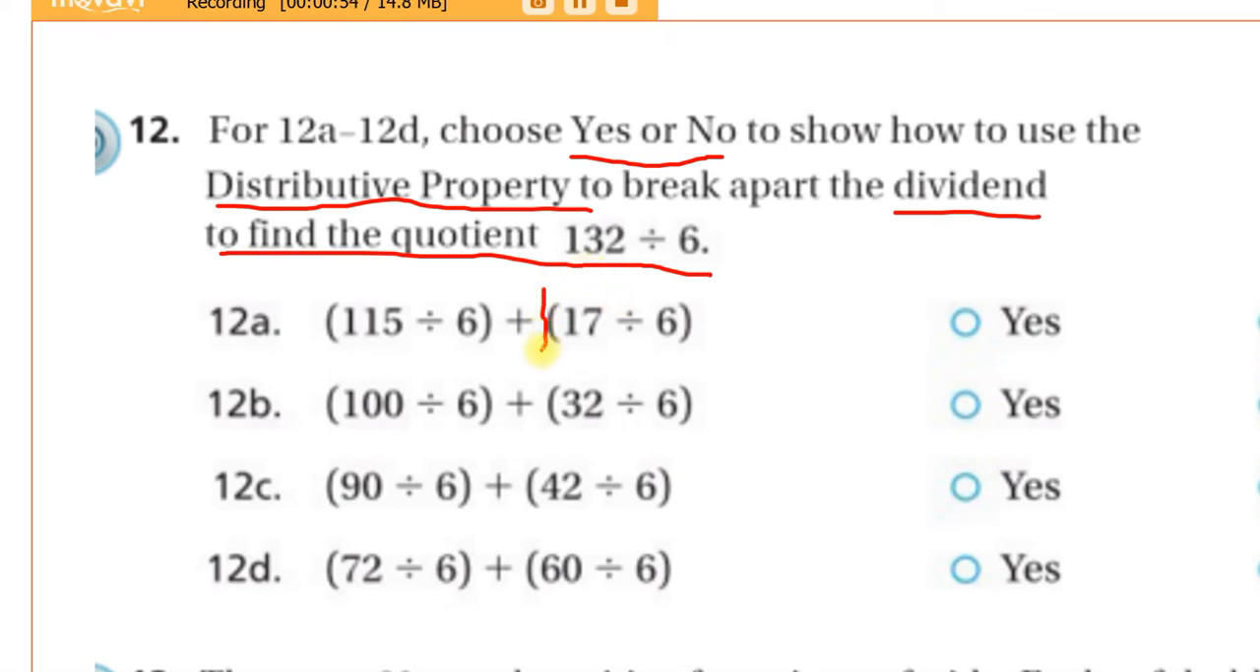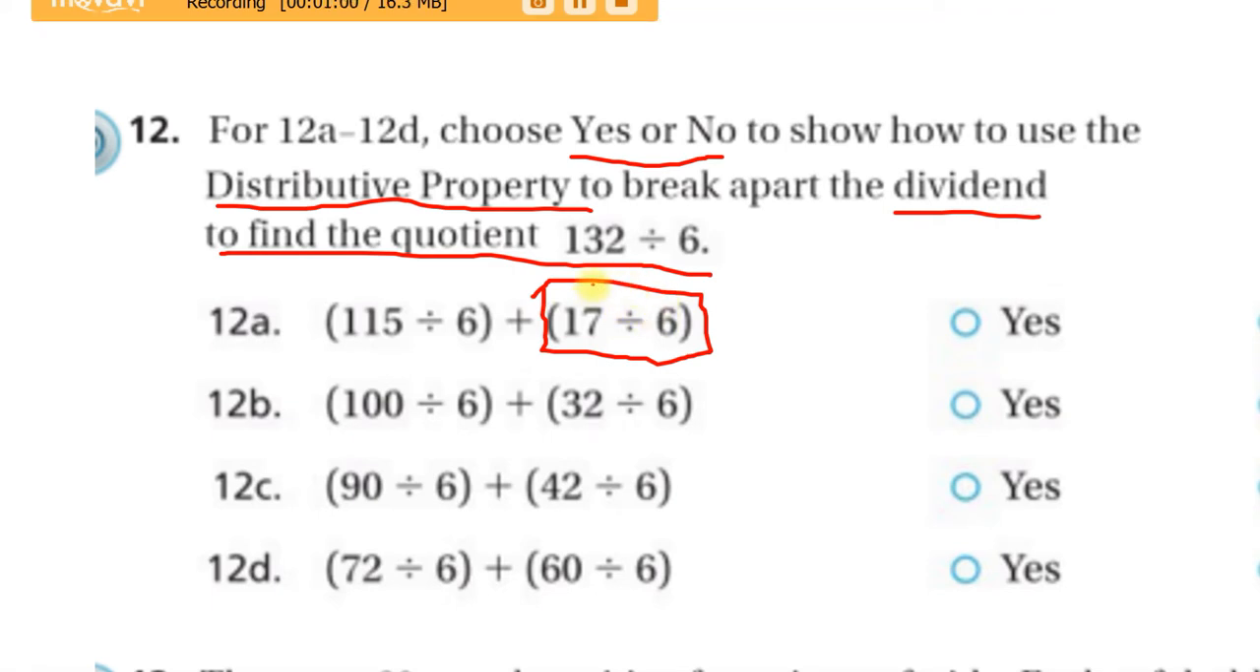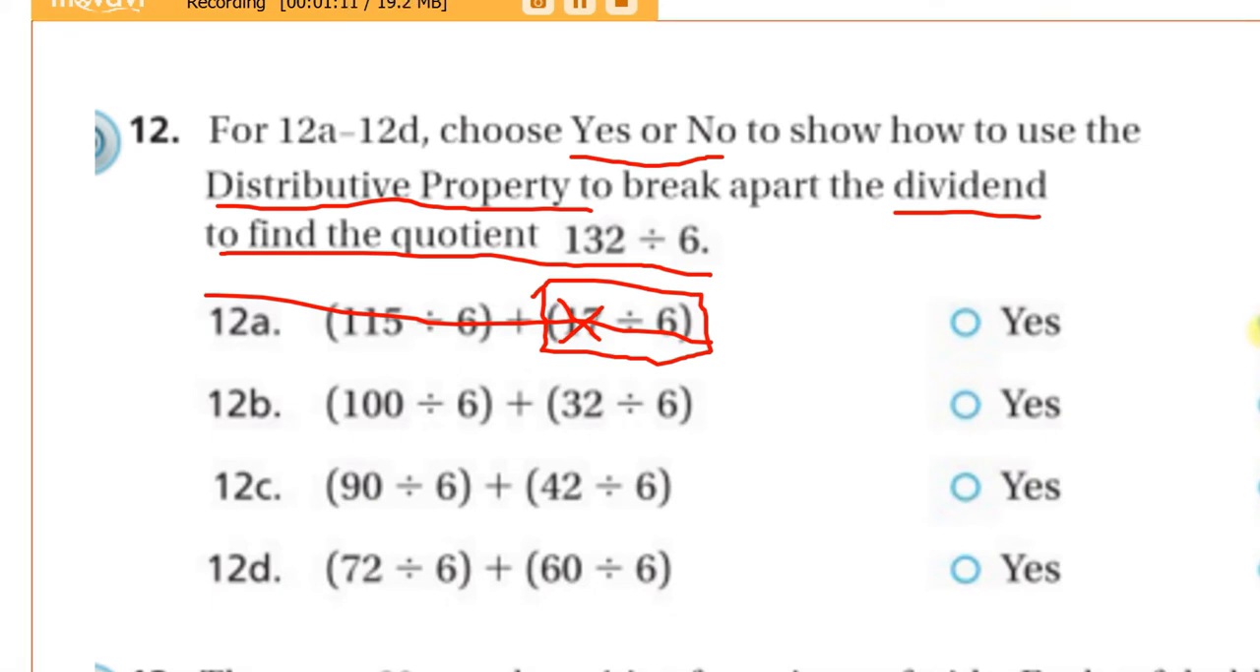But if I look at the easier division problem of these two first, if I count by sixes, 6, 12, 18, I never land on 17. So this is not going to be a helpful way to use the distributive property to solve this problem. So I'm going to say no. Okay, that is not how to use it.